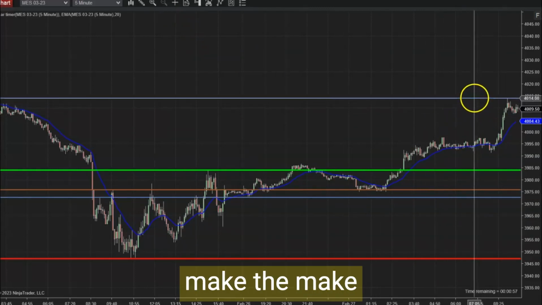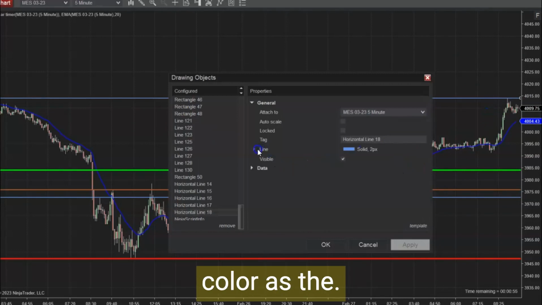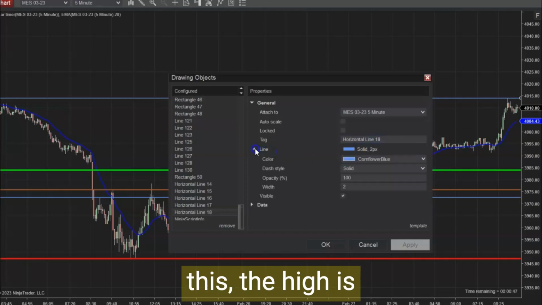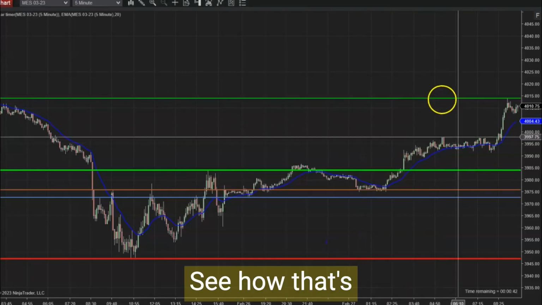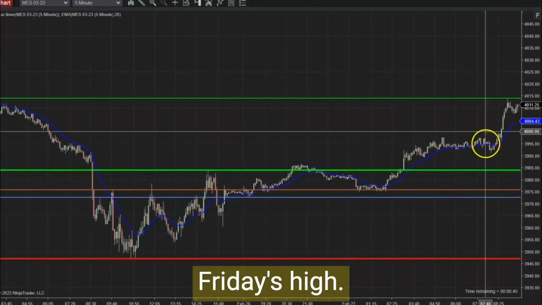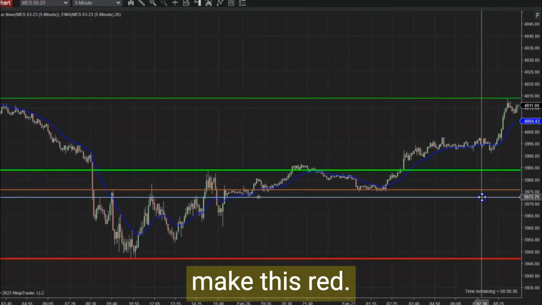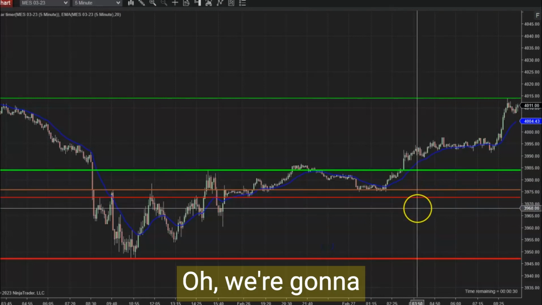So what I do is I make them the same color as the prior day high and low. I just keep them thinner, and that's how I know which is which. So the high is going to be lime. See how that's thinner than that? So this is Friday's high. This is the overnight high, and I'm going to make this red, and we're going to keep that thinner.